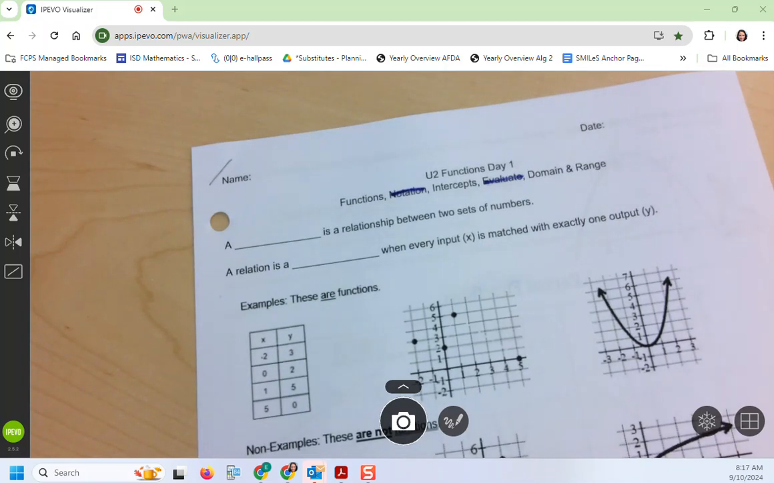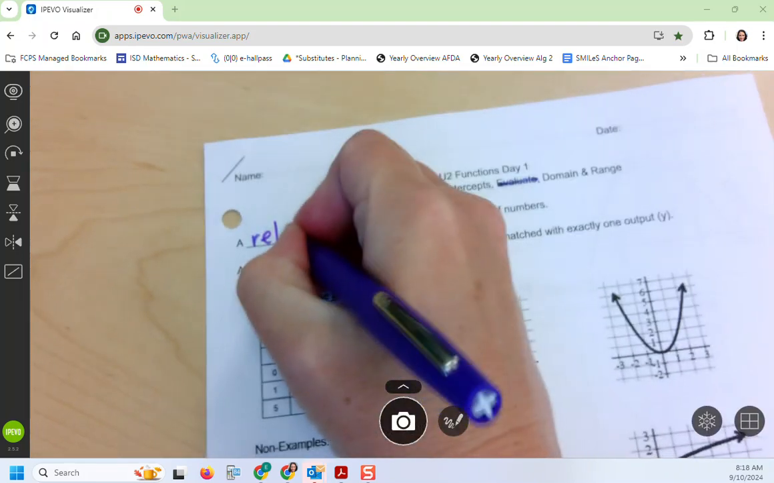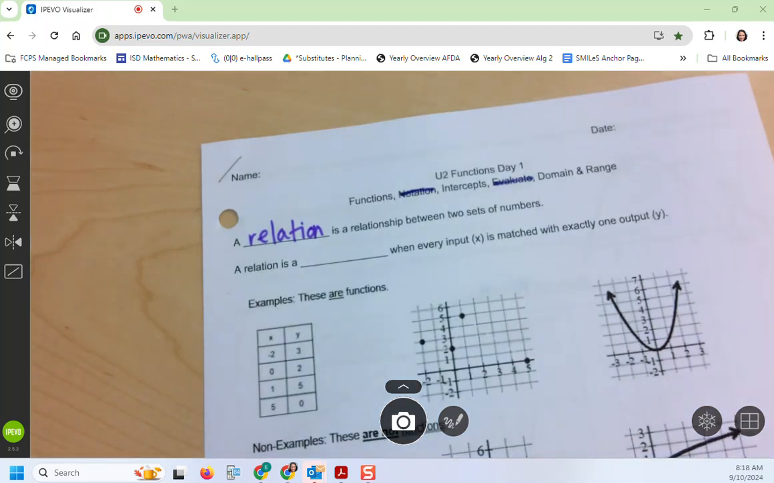All right, a blank is a relationship between two sets of numbers. Nyla, what'd you get? Relation. So a relation is a relationship between two sets of numbers. So if you have two sets of numbers, there will always be this relation, okay?